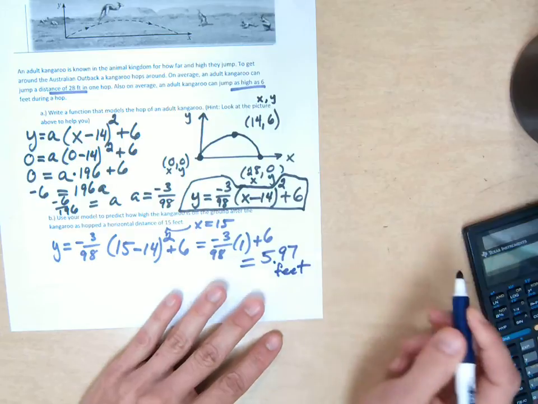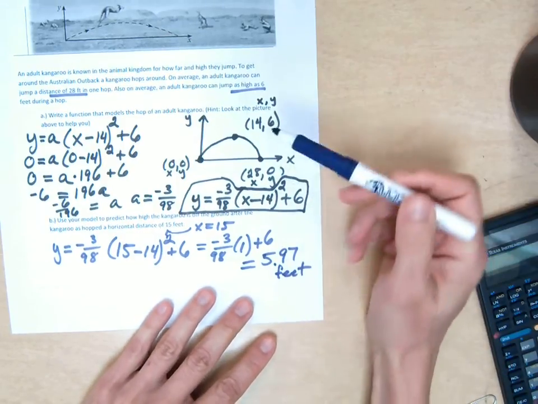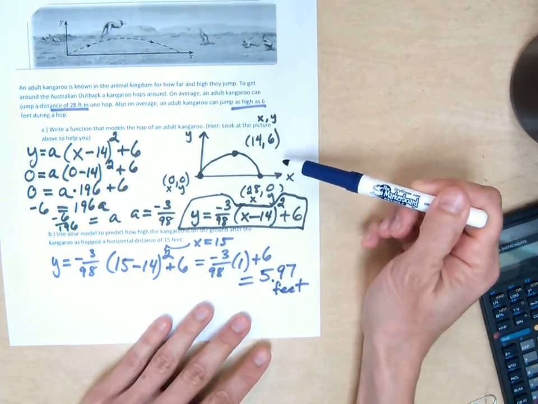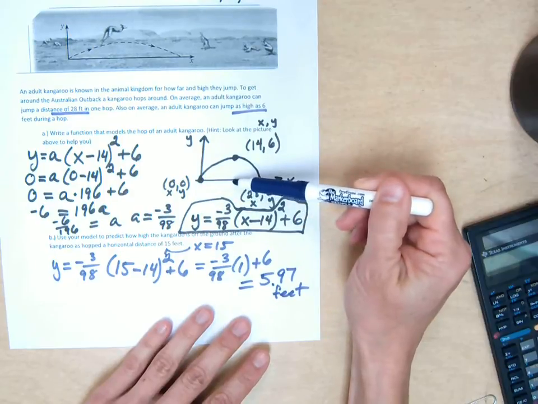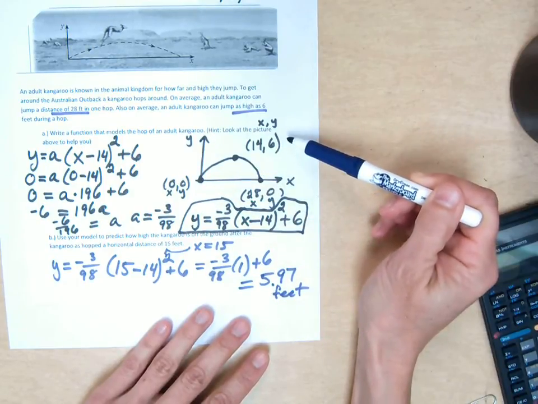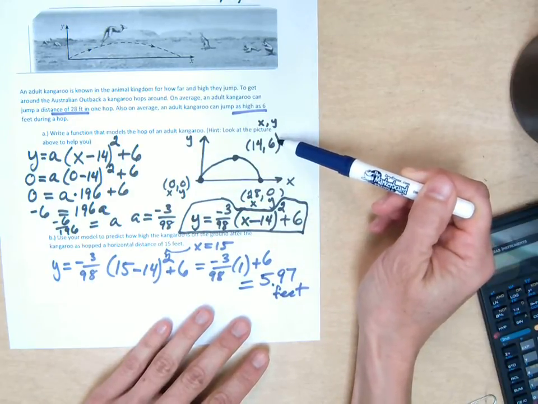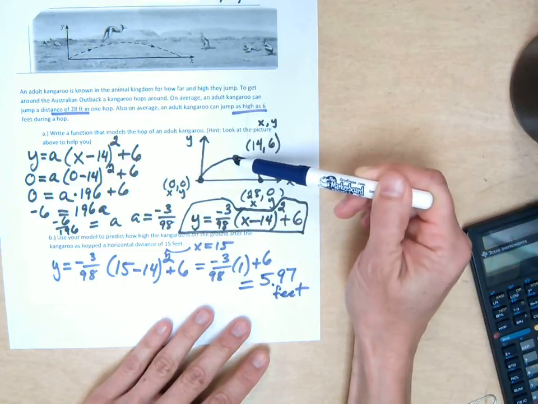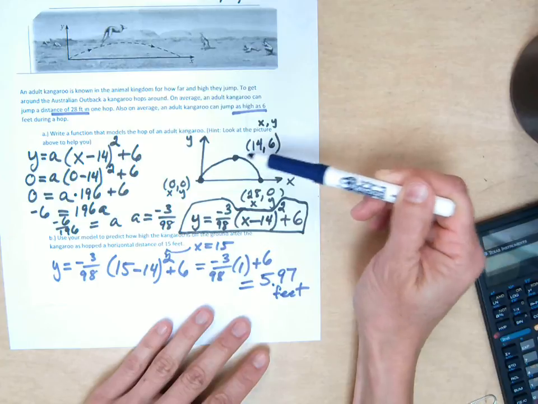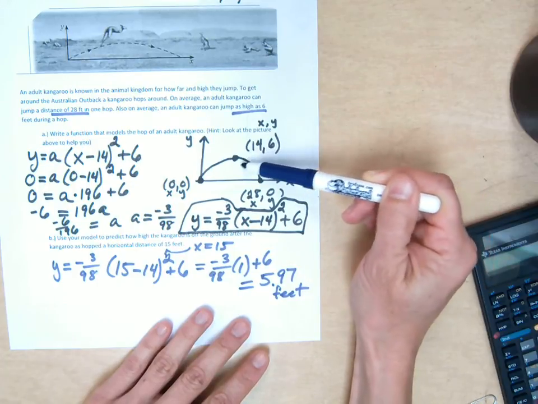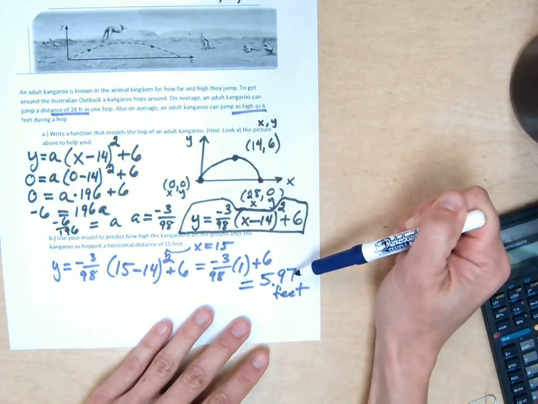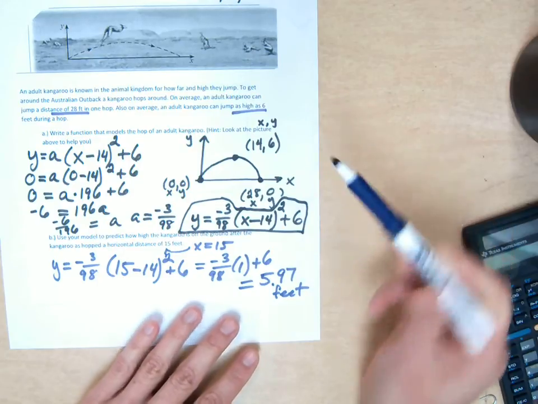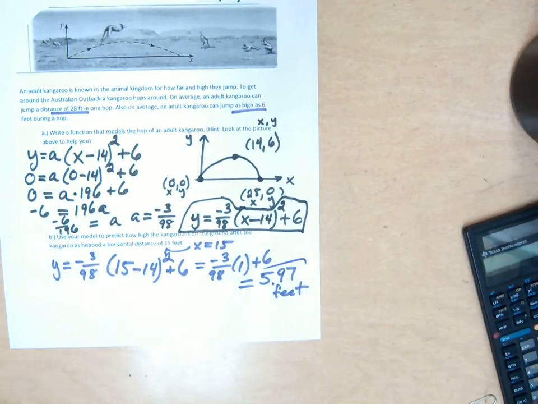5.97 what? Inches? Centimeters? Feet. And let's make sure our answer makes sense. So in this picture, when the horizontal distance was 14, the highest was 6 feet, right? At a horizontal distance of 14, the highest was 6. So then the kangaroo is starting to go up or down after that? Down. It's starting to go down. So does a little less than 6 make sense? Okay, great.